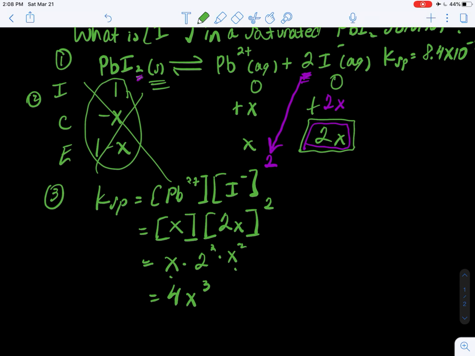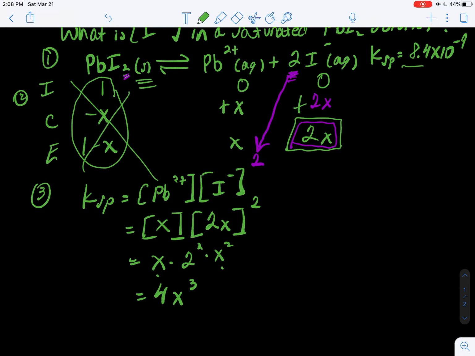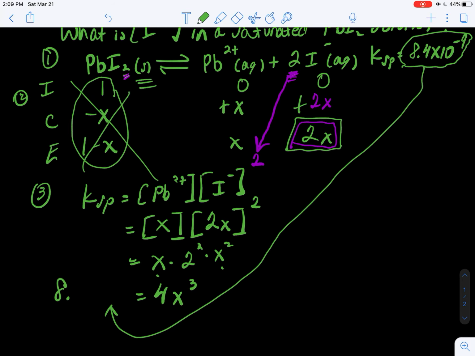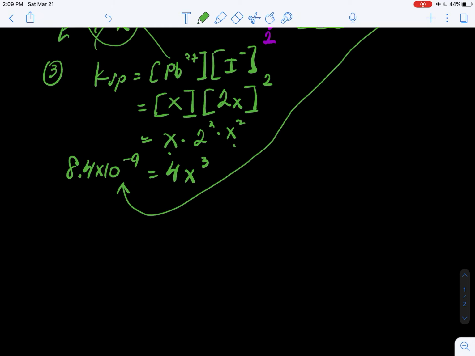Okay, and we're going to take the KSP value way up here, and we're going to insert it here. And we're going to divide both sides by 4. All right, so we have 2.1, whoops. 2.1 times 10 to the -9 is equal to x cubed, and then we want to take the cube root.